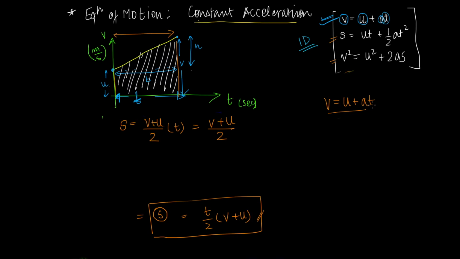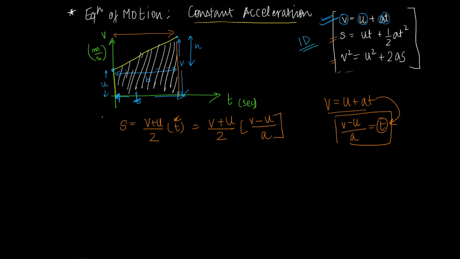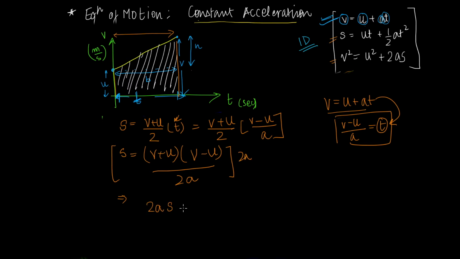And if you substitute for time, from here, v minus u by a happens to be time from this equation. Let us substitute this definition of time into our original equation that we intend to modify. If you do that, we simply write v minus u by a. So we have the following equation: s equals v plus u times v minus u by 2a. You can simplify that by multiplying both sides by 2a to get 2as equals v plus u times v minus u.